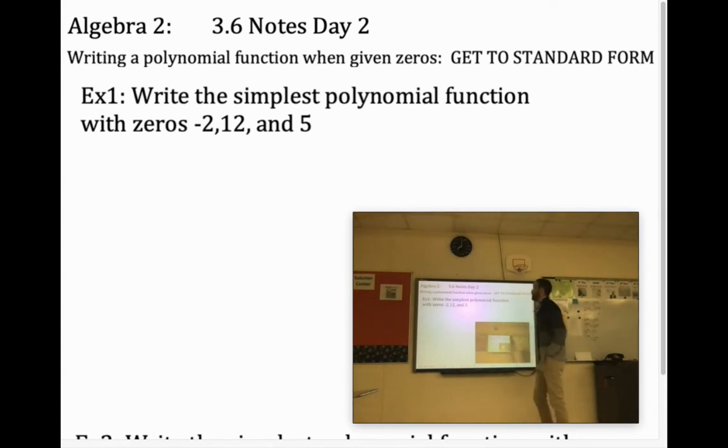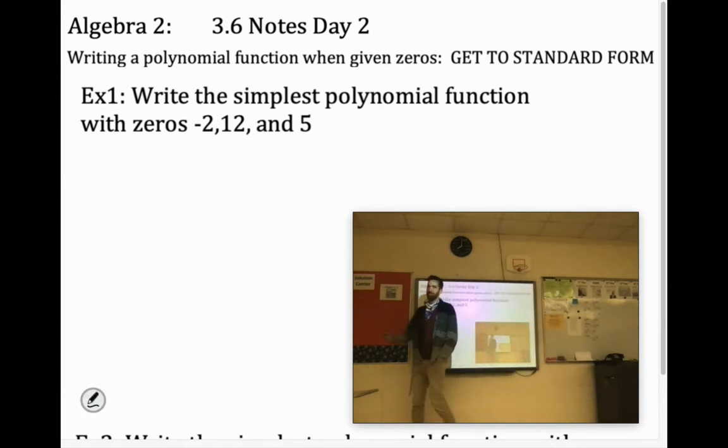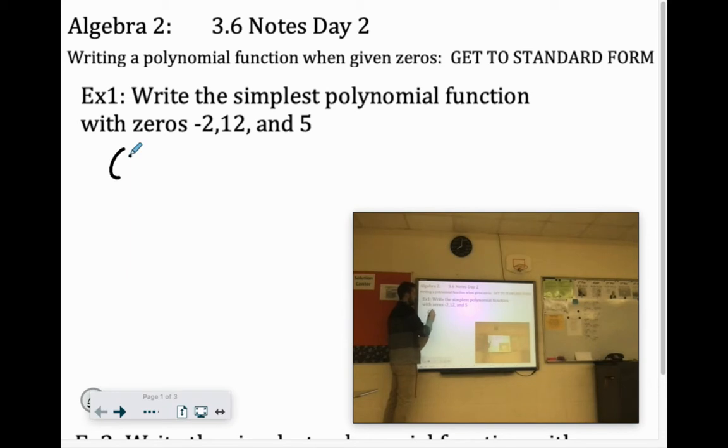Write the simplest polynomial function with zeros -2, 12, and 5. So remember, the zeros are like when we solved each part, these are our answers. So if it was x equals -2 for our final answer, that means when it was in parentheses, it would have said x plus 2.